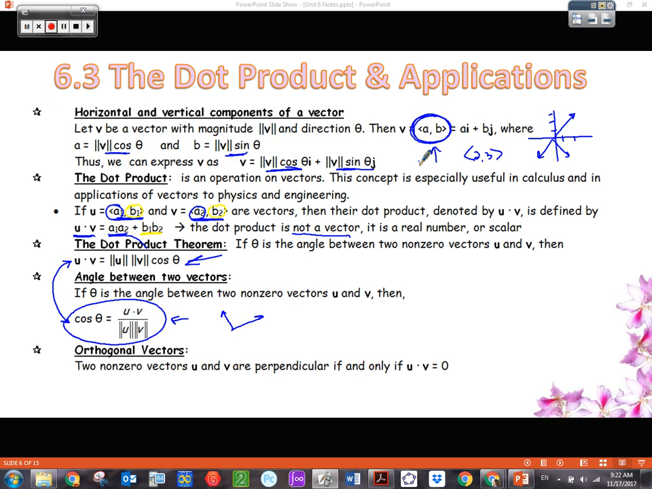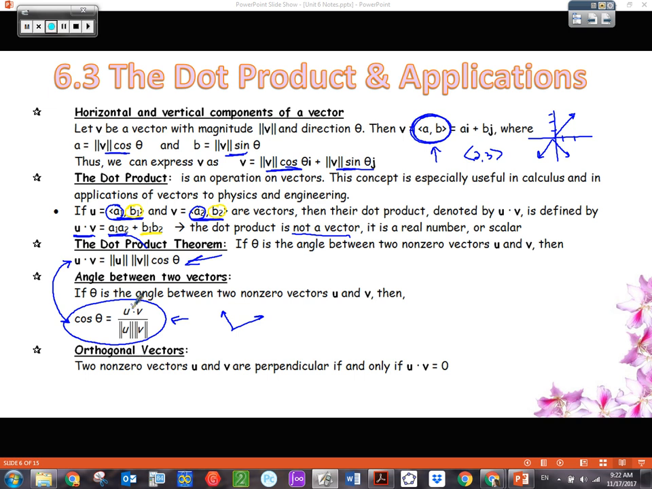So what does this do? We calculate the dot product of the two vectors and we divide that number, because it's a number, right? The dot product is a number. We divide that by the product of the magnitudes of the two vectors, and then we do the arc cosine of that number, which would give us theta. Okay, so that's how that works, and we're going to practice that formula today. So that's one use of the dot product.